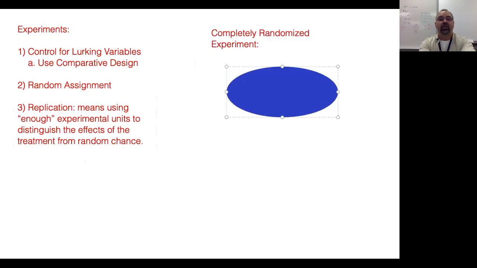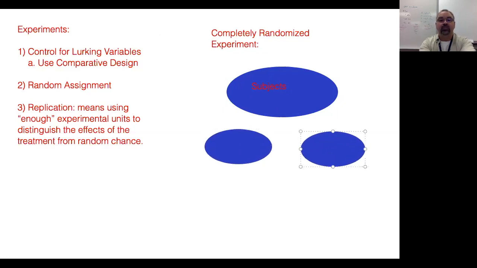In a completely randomized experiment, what happens is you have all of your people that have decided that they would be in your study. These are all your subjects. Let's just do it simple, so we just have 2 groups. We have a control group over here, and then we have our treatment group over here.